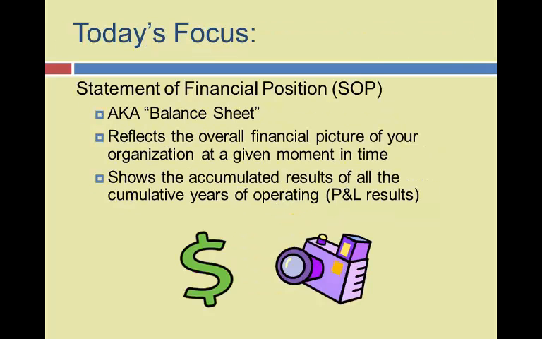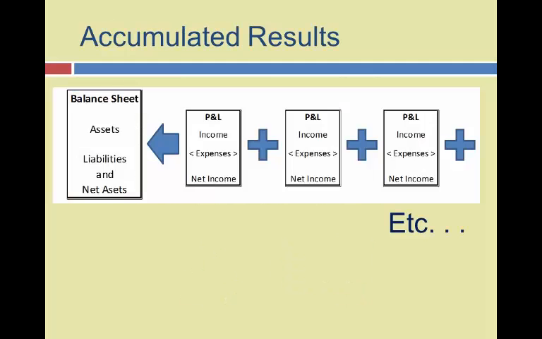Today's focus is on the statement of financial position. This is also known as the balance sheet. It reflects the overall financial picture of your organization at one particular given moment in time. And it shows the accumulated results of all the preceding years of operating. So all of the inflows and outflows over the course of the years. The balance sheet accumulates the profit and loss results from last year, from the year before, and all the years before that.